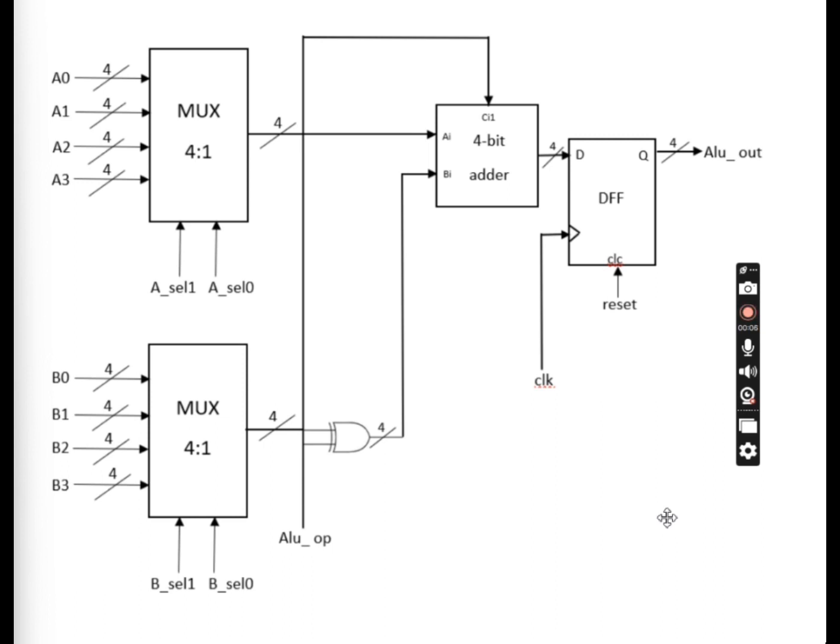The ALU can be divided into 3 parts, which are the 4-bit 4-to-1 multiplexer, 4-bit adder, and D flip-flop as a register. Firstly, there are 2 4-bit 4-to-1 multiplexers. The upper one acts as an input A selector, while the bottom one acts as an input B selector. Before that, we have to design a 4-to-1 multiplexer with logic gates.